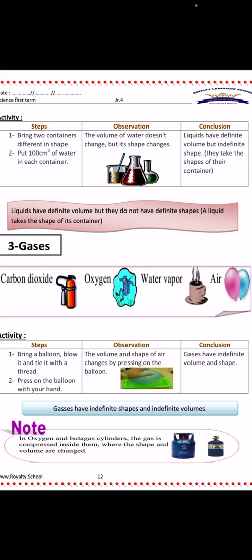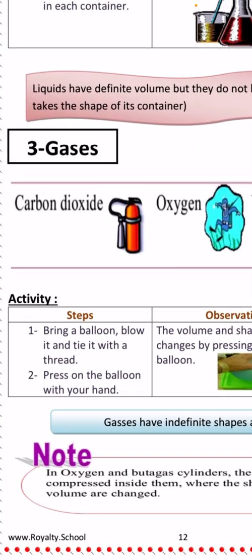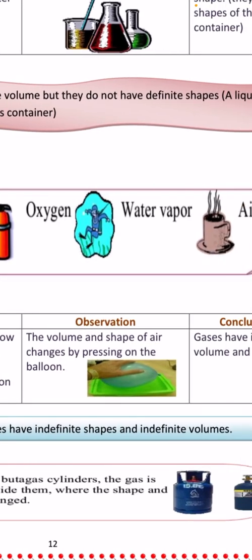Let's get to know whether the shape and the volume of gases is definite or indefinite. We will bring a balloon, blow it, and tie it with a thread. Press on the balloon with your hand. What happens? The volume and shape of the air changed.